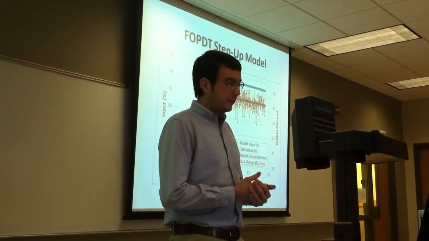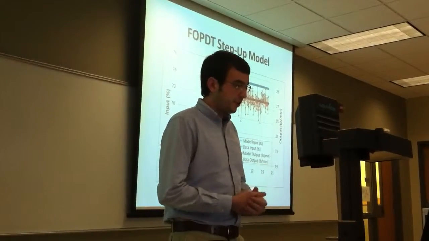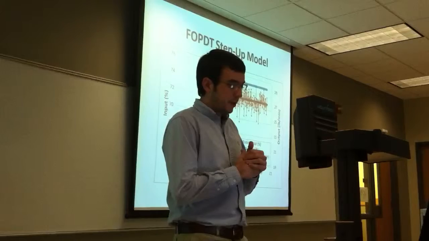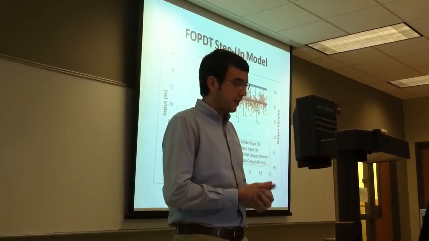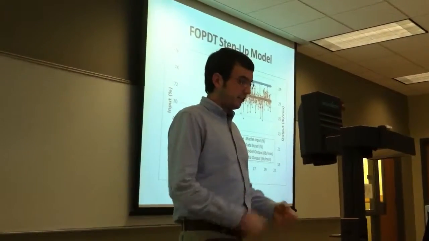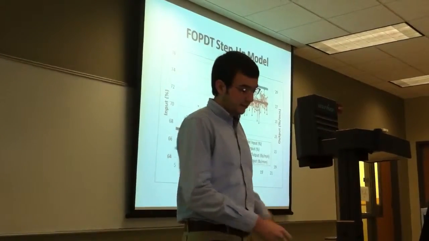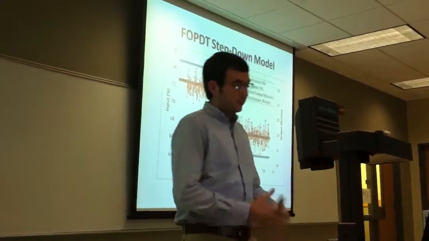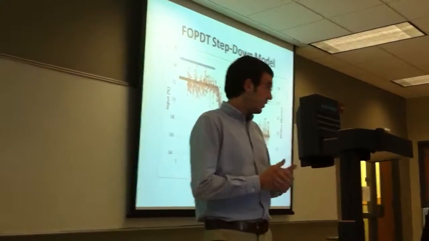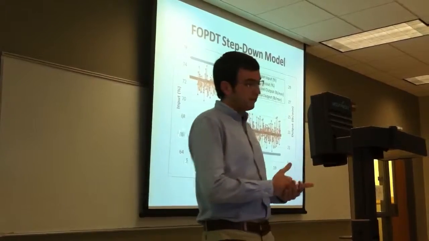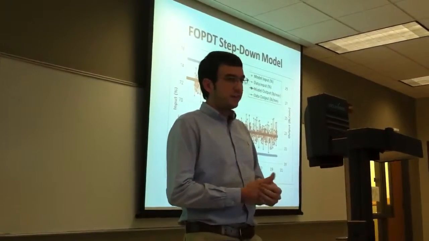This is a FOPDT analysis of the step-up model. As you can see, the model output is overlaid over the data output, and you adjust the gain, dead time, and time constant to make it a best fit. This is an FOPDT step-down model. It's done the exact same way, except the input step is negative. Just adjust the values and get the best fit.